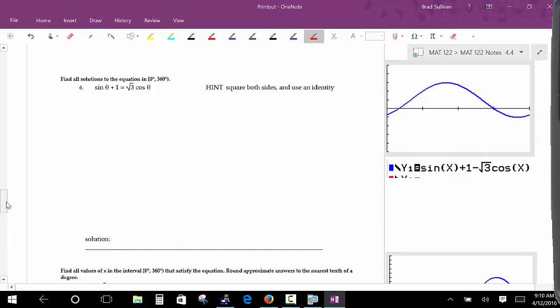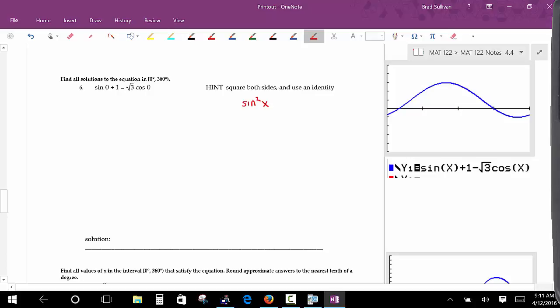Now, this is another example of one that you have to use an identity on. And again, it's got two trig functions. Trying to write a sine and a cosine, you don't really have anything that you can do with a sine or a cosine. But what you want to take advantage of is trying to change it into a sine.